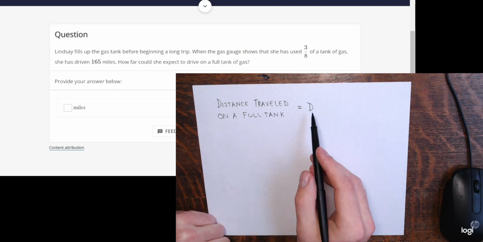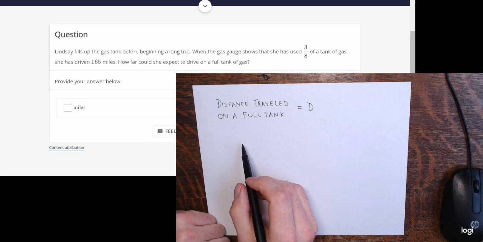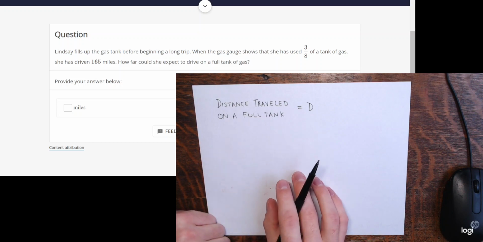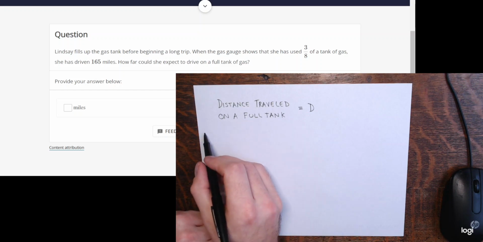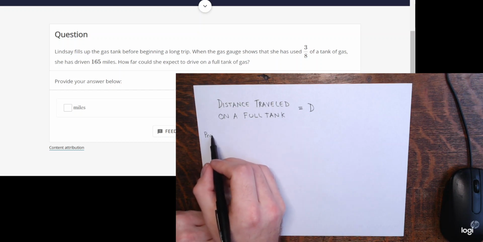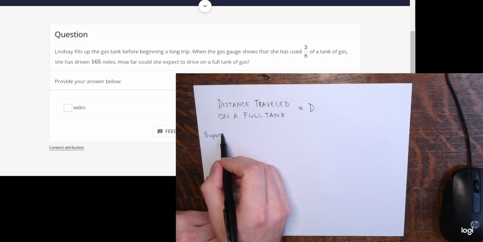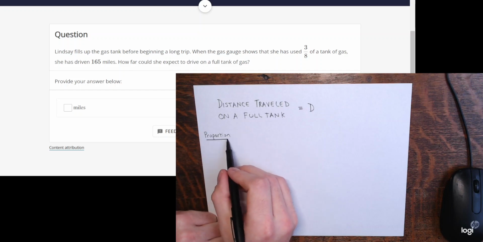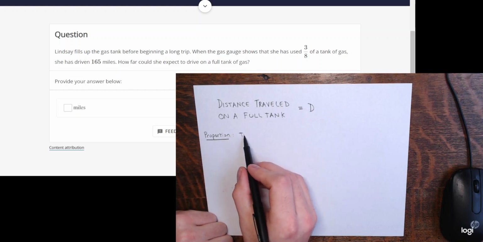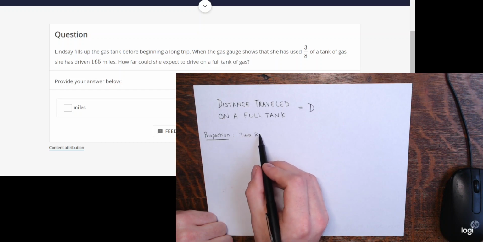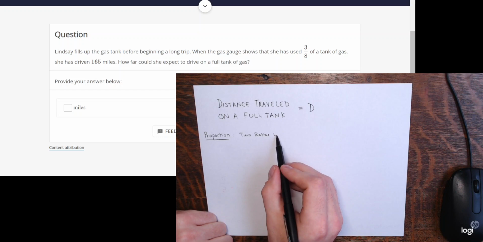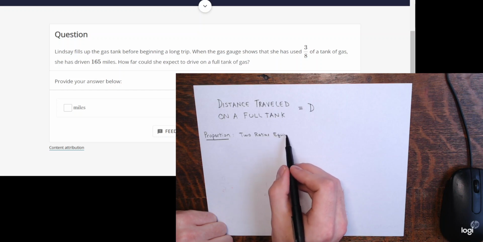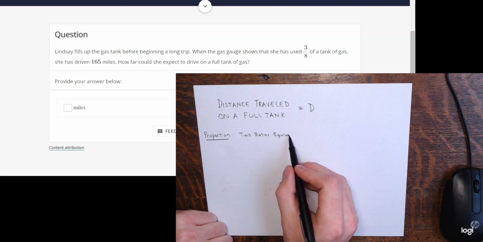So now you can set up something called a proportion here. I know we haven't really talked about proportions, but a proportion is where you have two ratios set equivalent to each other. Two ratios equivalent, two fractions equivalent.